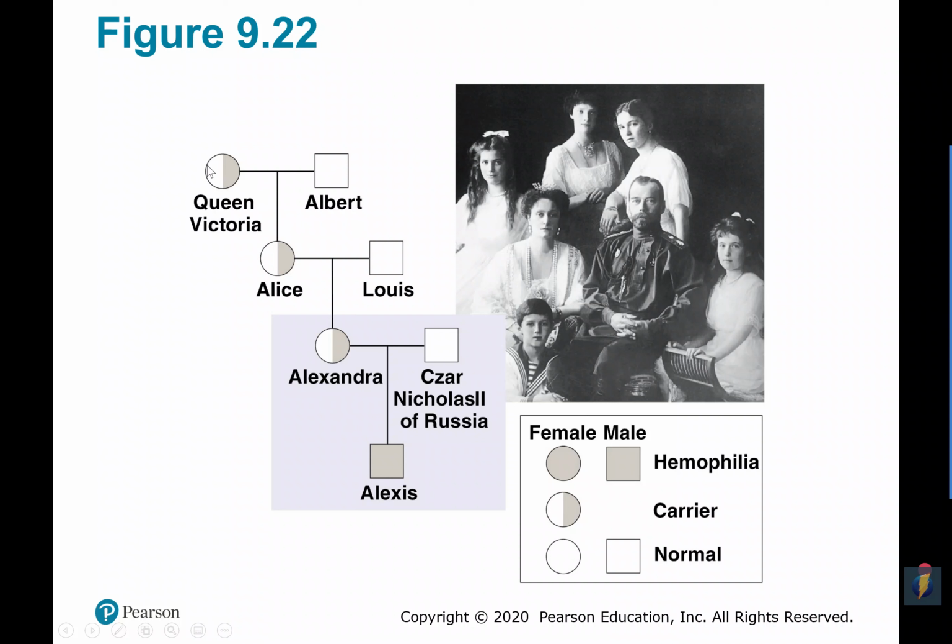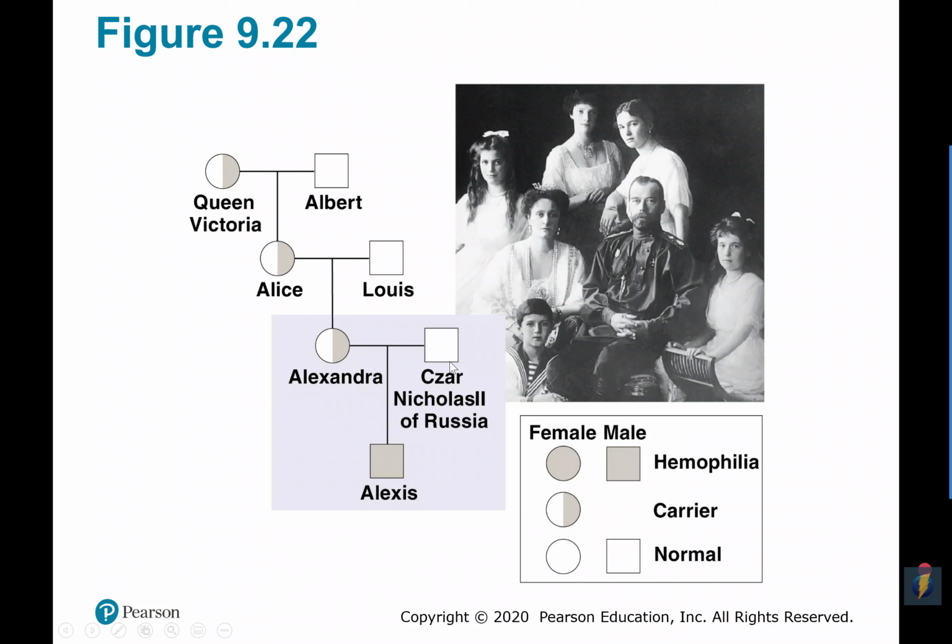Queen Victoria was a carrier for the hemophilia allele, but because she had one X chromosome with it and one X chromosome without it, she was normal. She had children with Albert. One of those children was Alice. Alice was also a carrier because she got the hemophilia allele from her mother. When she had children with Louis, one of those children was Alexandra, who was also a carrier. You see the women are carrying it.